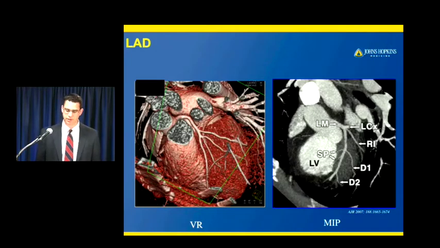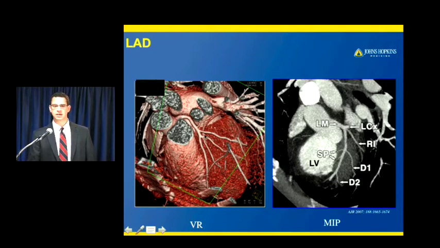Just another example of the LAD here. Nice volume rendered image on the left showing you the LAD here and multiple diagonal branches here. So one big one there, another one that splits into two other branches here. These volume rendered images can give you a nice overview of the cardiac anatomy, and certainly good for showing to referring clinicians to give them a sense of what the coronaries look like.